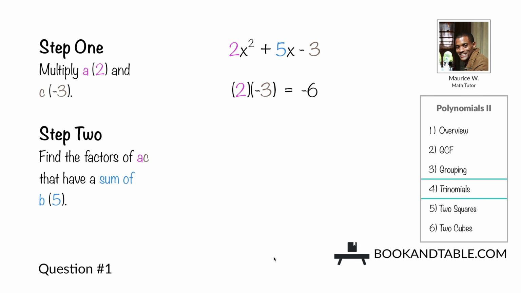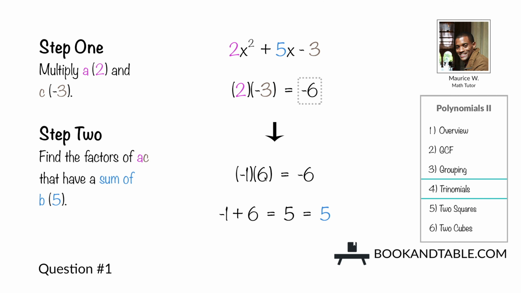Question number 1, we were given 2x squared plus 5x minus 3. Step 1, multiply a and c. So that would be 2 times negative 3. And that's equal to negative 6. Step 2, find the factors of a times c, or negative 6, that have a sum of b, or positive 5.